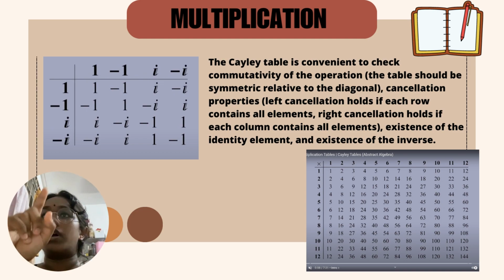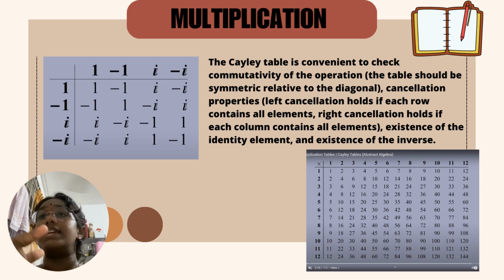So 1 times 1 is 1, -1 times -1 is 1. You can see i times i is -1, and -i times -i is -1. And this is called the features of Cayley's table.